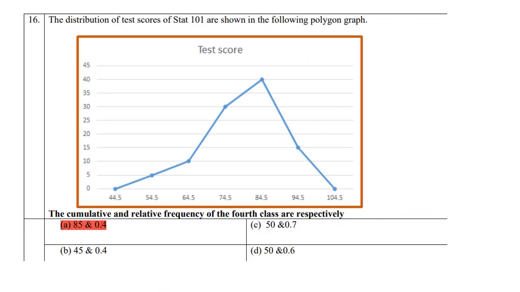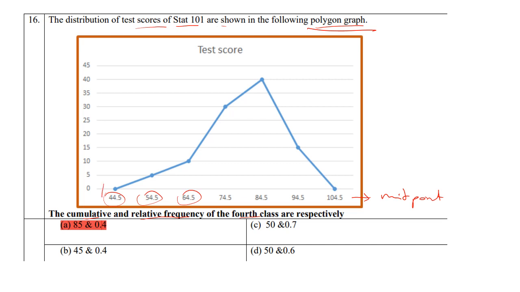The distribution of test scores in STAT 101 are shown in the following polygon graph. So the cumulative and the relative frequency of the fourth class are respectively what? First, we have to find the fourth class. By the way, these are just the midpoints. And if it's a polygon graph, these are the midpoints here. And for each midpoint, we have a frequency.